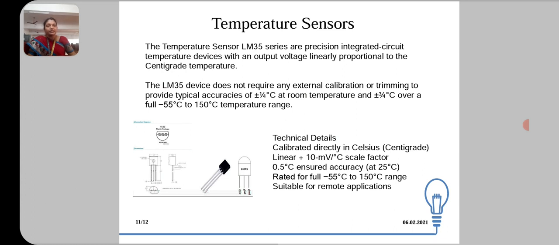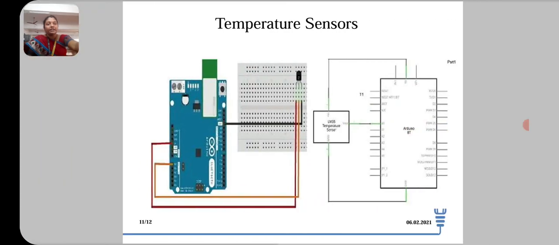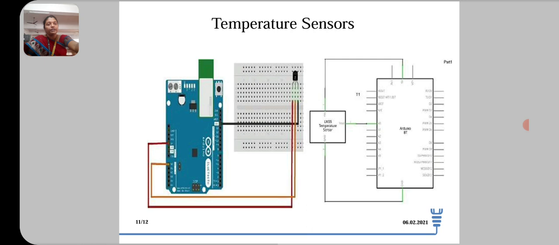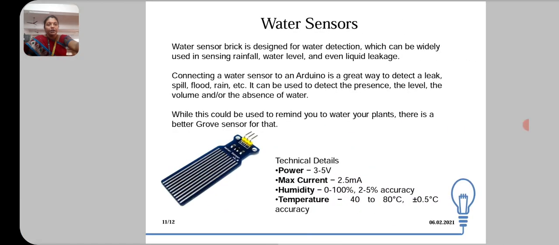the temperature. So the technical details are, it is calibrated directly in Celsius, it is linear and it measures the accuracy at 25 degrees Celsius and suitable for remote applications. And this is the connection of a temperature sensor with Arduino board.